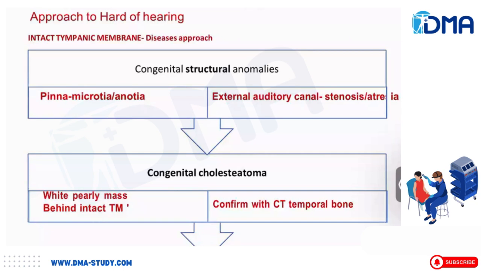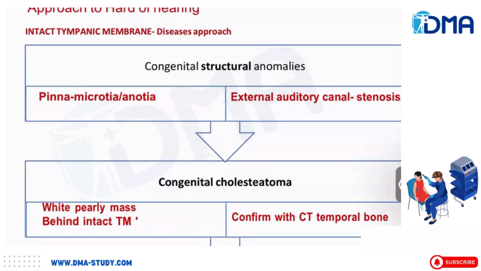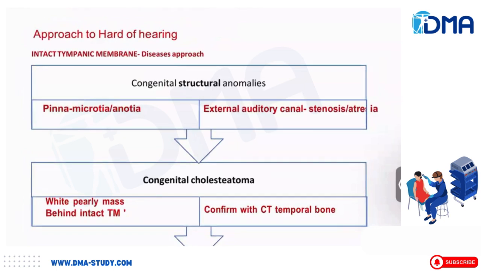I have already taught you how to differentiate between conductive loss on audiogram and sensory loss on audiogram and also mixed loss on audiogram. First, we are starting with conductive loss on audiogram. What are the diseases that could cause conductive loss with intact tympanic membrane? Number 1 is if there is a pinna defect like microtia or anotia. It could cause structural anomalies and it could cause conductive hearing loss. Number 2, external auditory canal stenosis or atresia.